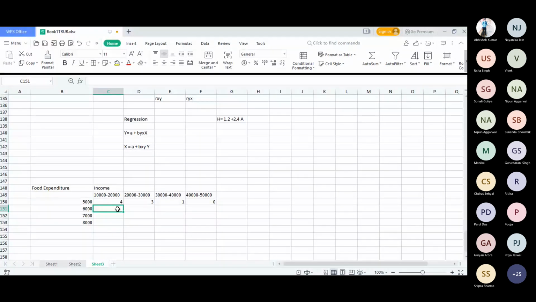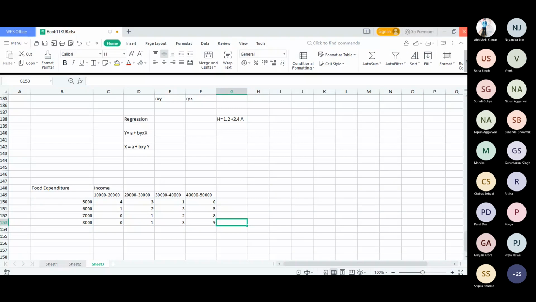So similarly for 6,000 we have maybe 1, 2, 3 and 5. For 7,000 maybe 0, 1, 2 and 8, and for 8,000, 0, 1, 3 and maybe 9. So this is suppose the data given to you.